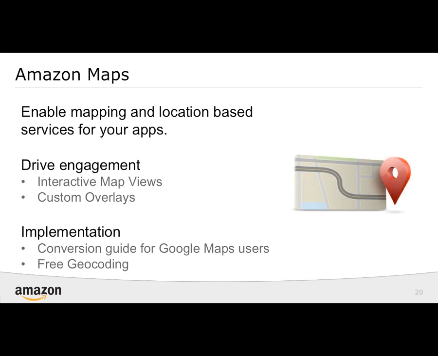Next, we have Amazon Maps. We have Amazon Maps, which is a great way of engaging your users with interactive maps. Available only on Kindle Fire devices, Amazon Maps gives you the ability to do custom overlays, and geocoding is free with Amazon Maps. And there's a great, easy to use conversion guide from V1 of Google Maps.